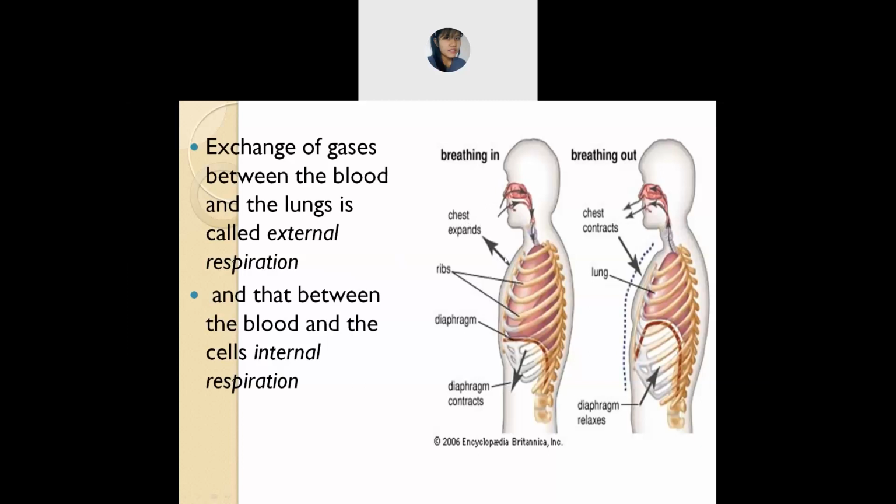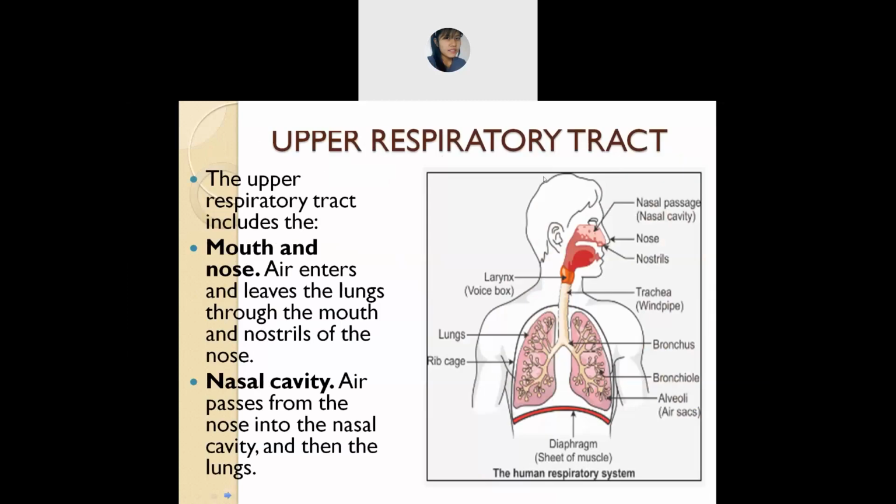तो यहाँ पे क्या होगा? यहाँ पे इंटरनल रेस्पिरेशन में क्या होगा? यहाँ पे ब्लड और सेल्स के बीच में एक्सचेंज होगा. ठीक है, और यहाँ पे जो चेस्ट है एक्सपांड हो जाएगा. एक्सपांड मतलब बड़ा हो जाएगा. और ये जो डायफ्राम है ये छोटा हो जाएगा.